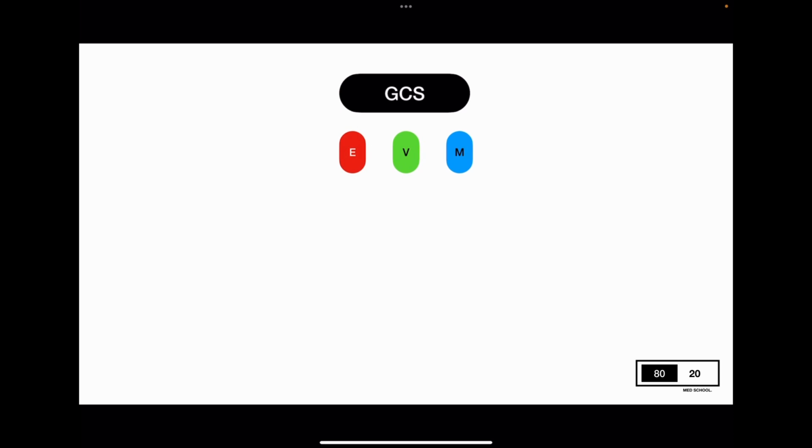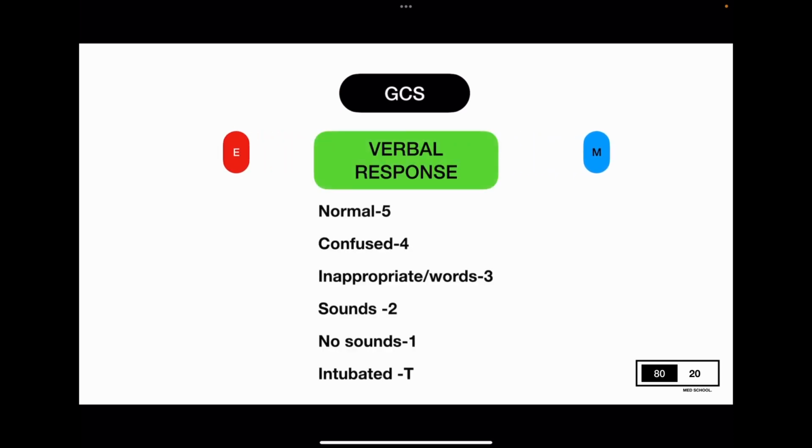Then coming to verbal response. If the patient is normal, oriented to time and place, then the score is 5. If the patient is confused, he doesn't know where he is, and he doesn't give any appropriate answers, then the score is 4.